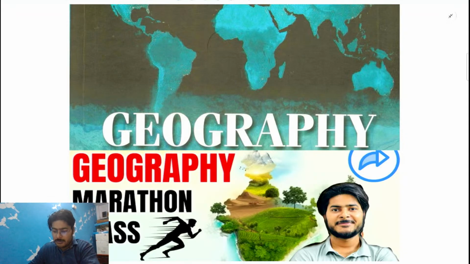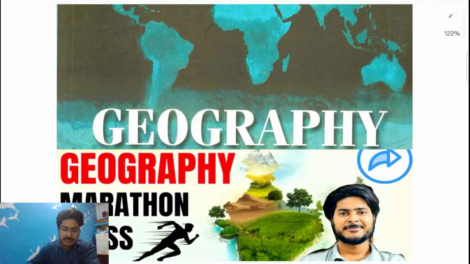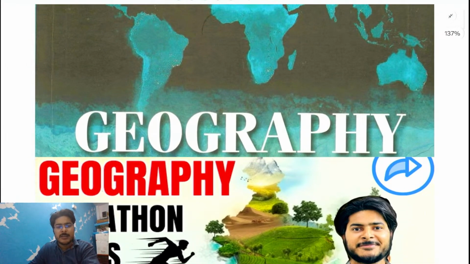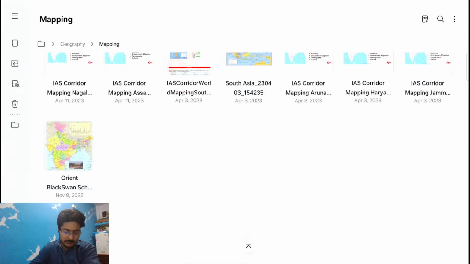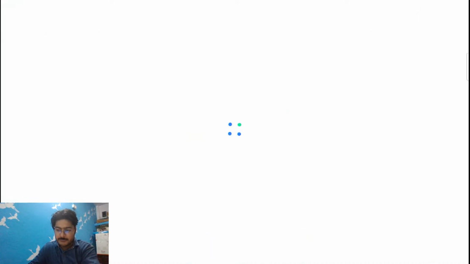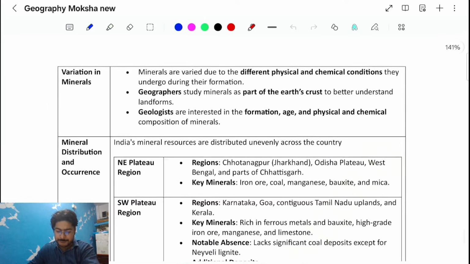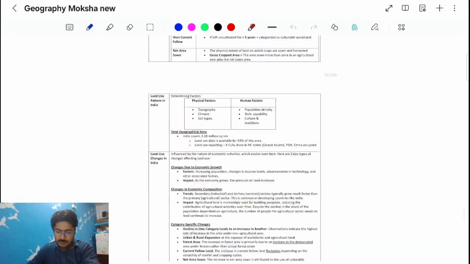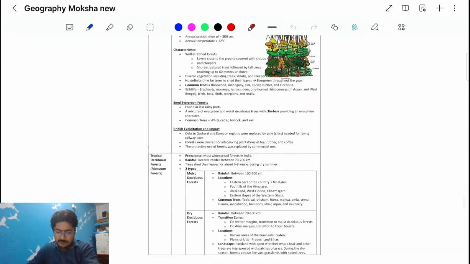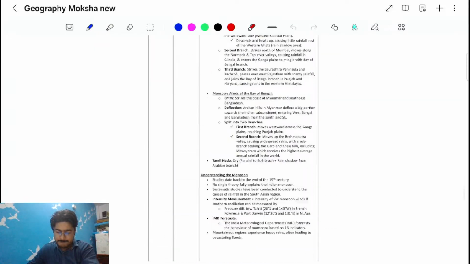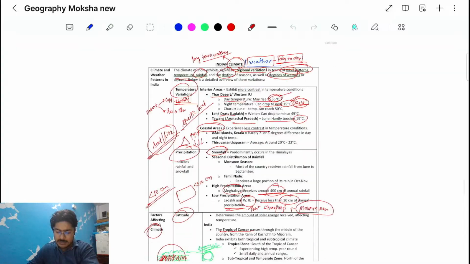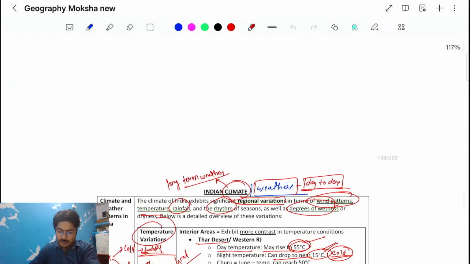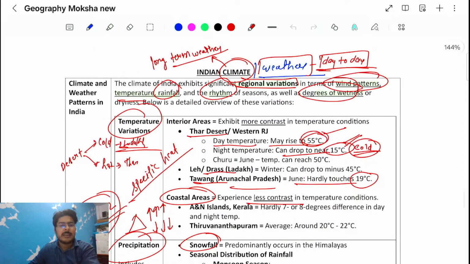So basically, if I talk about geography, we have discussed many things, and in the last chapter we were talking about Indian geography. ठीक है, and हमने बात किया था, so what have we talked about in the last class? Overall, we were talking about the Indian climate.